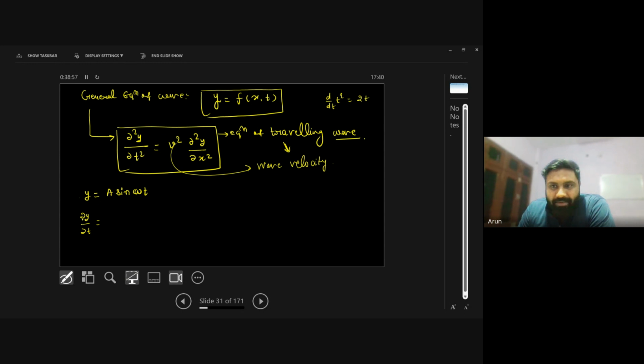So y is equals to a sine omega t. Firstly, we will find out del y by del t. So try to find out del y by del t. What is the answer? A is a constant, sine omega t. Differentiation of sine omega t will be cos omega t. So it will be a omega cos omega t, because you have to differentiate omega t separately. Now try to find out del 2y by del t square again. So a omega is a constant, cos omega t is a variable, so you need to differentiate it. It will become minus a omega square sine omega t.